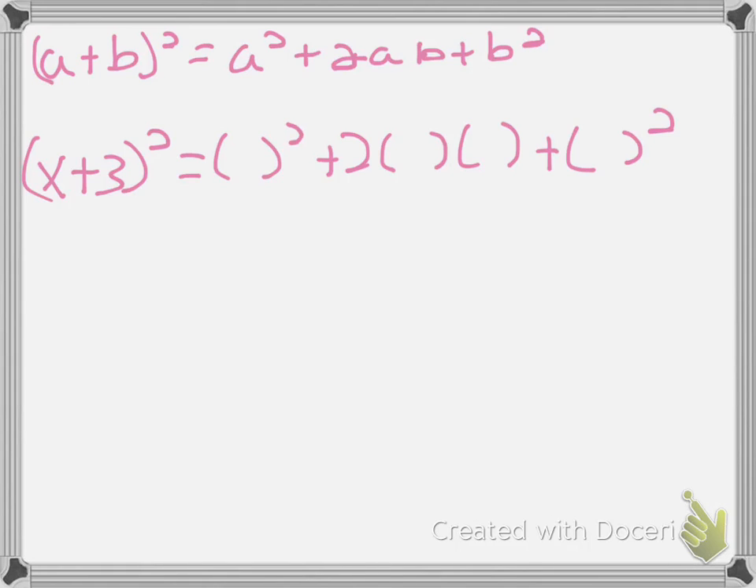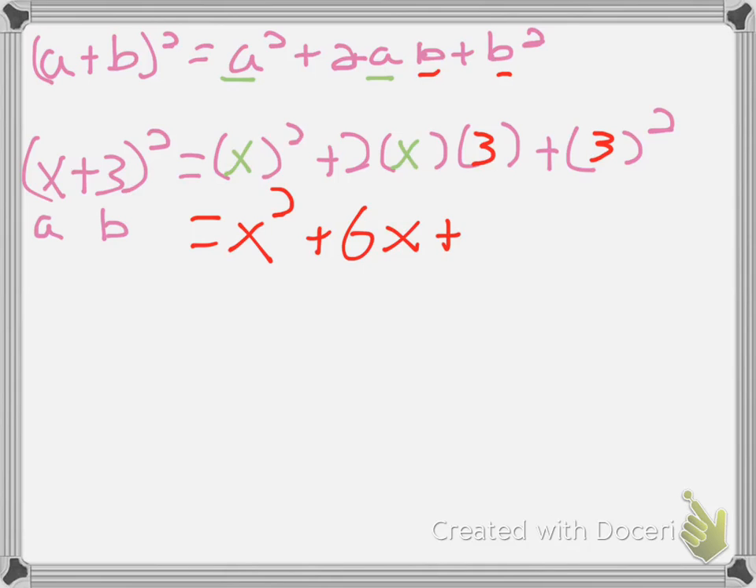Now what's my a? This is my a, and this is my b. So we don't want a and b anymore. We want our new value, so let's just appropriately replace. The pattern's always a, a, b, b. So it's just going to be x, x, 3, 3. And now let's continue it. So I have x squared plus 2 times 3, which is 6x, and then 3 times 3 is 9.